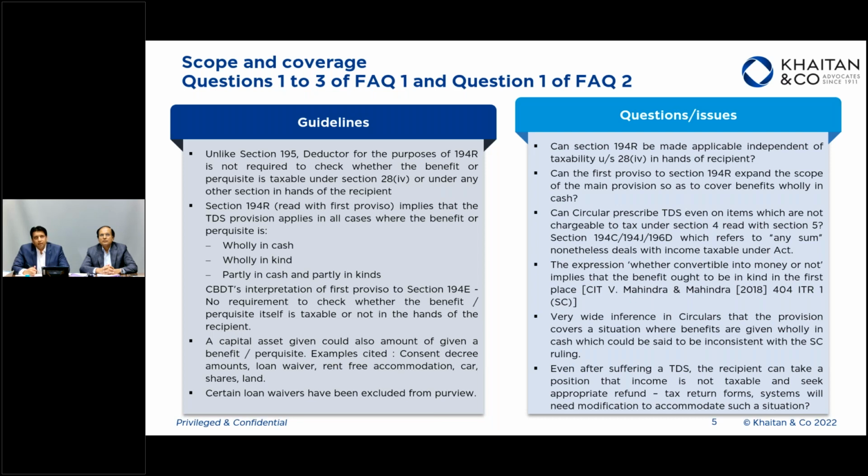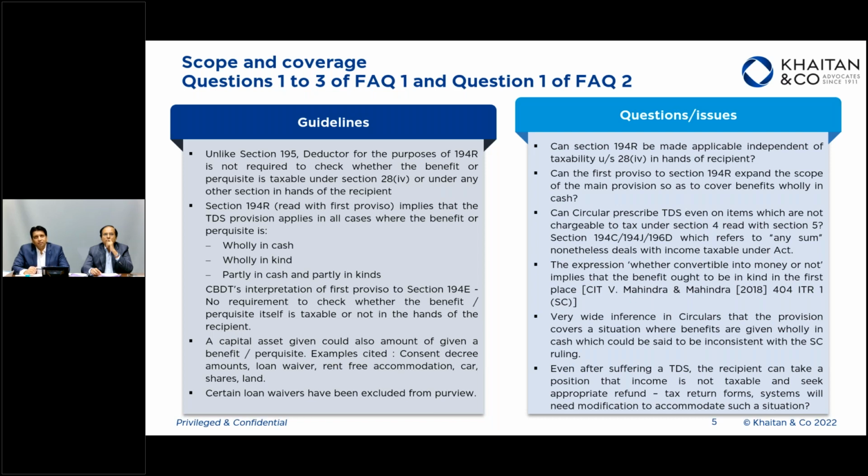Of course, again here their interpretation is even wholly in cash. So basically, you could have given somebody either cash, or something in kind, say jewelry, or partly in cash as well as partly in kind, which could be a combination. There were questions raised based on previous judicial rulings as well, on whether the language being similar to section 28(iv), would it be a situation where only cash gifts or only cash payments to somebody will be treated as a perquisite or not.